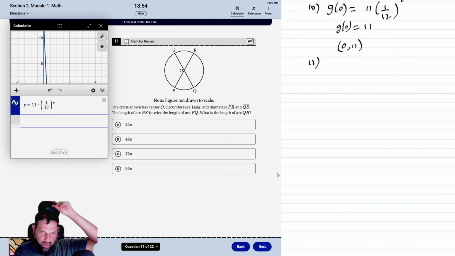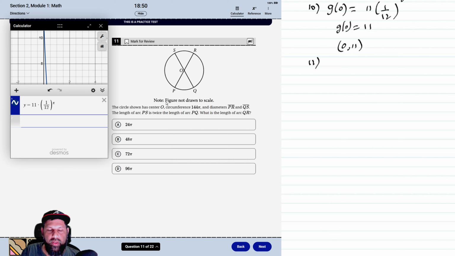All right. Here we're given a circle with two intersecting diameters intersecting at the center O, and the circumference of the circle is 144 pi. The diameters are PR and QS. The length of arc PS is twice the length of arc PQ. What is the length of QR?